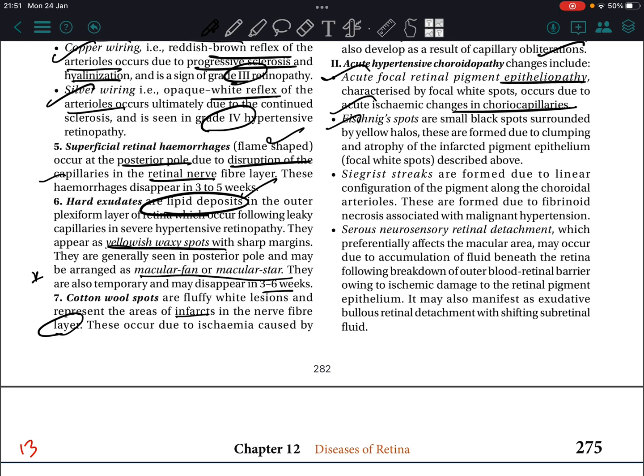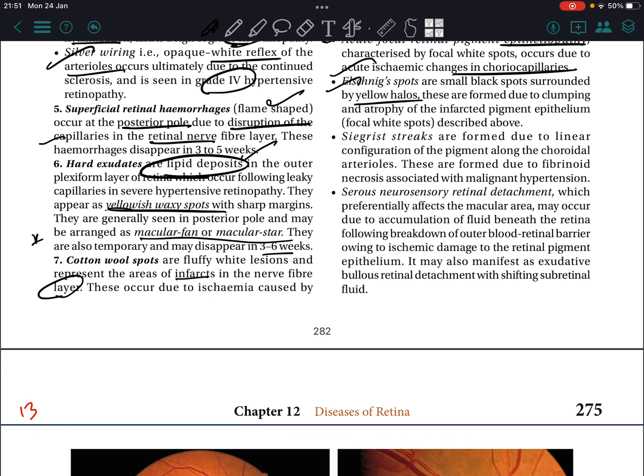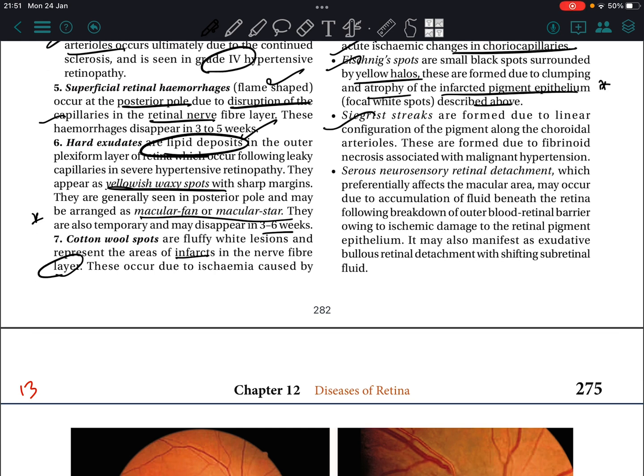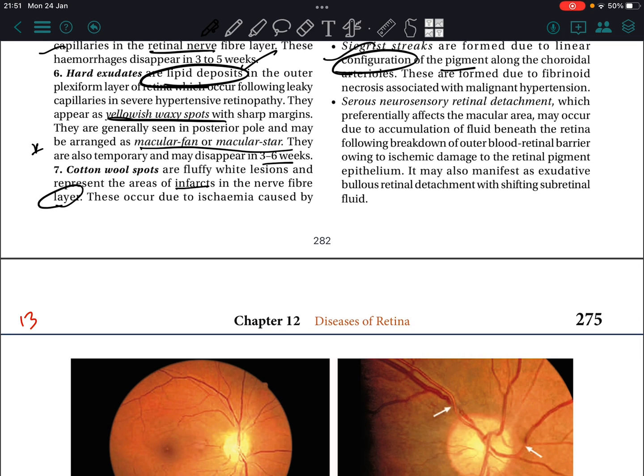Elschnig spots are small black spots surrounded by yellow halos. These are formed due to clumping and atrophy of infarcted pigment epithelium. Siegrist streaks are formed due to linear configuration of pigment along the choroidal arterioles. These are formed due to fibrinoid necrosis associated with malignant hypertension.